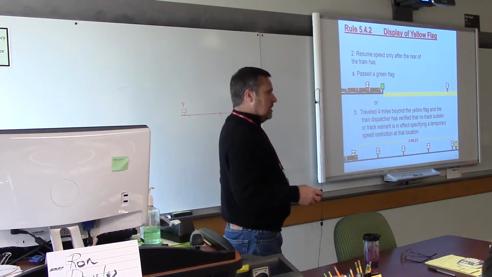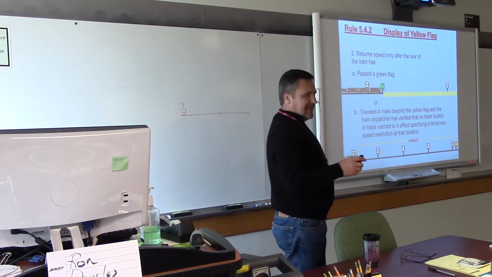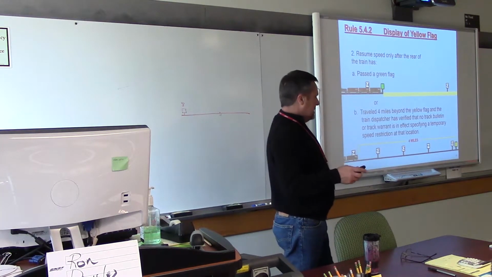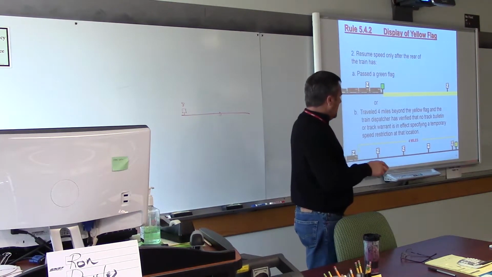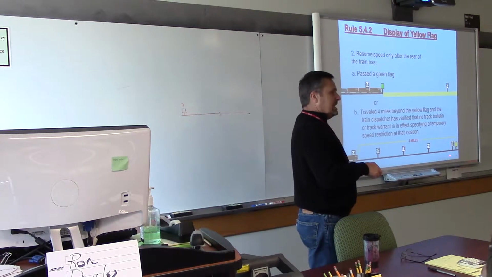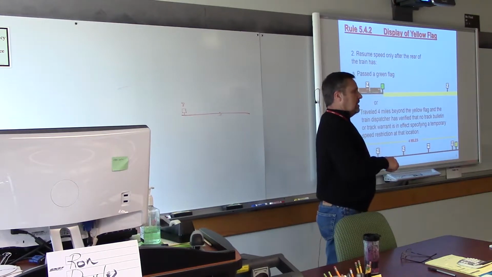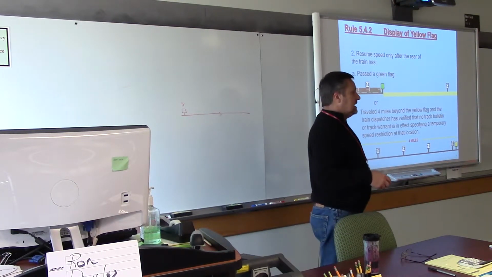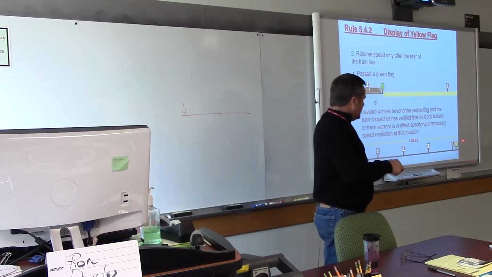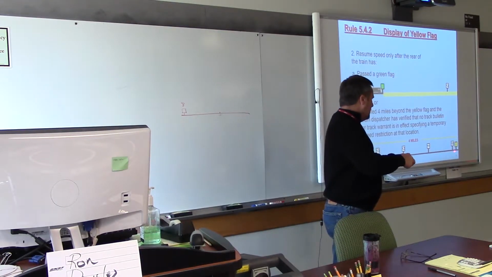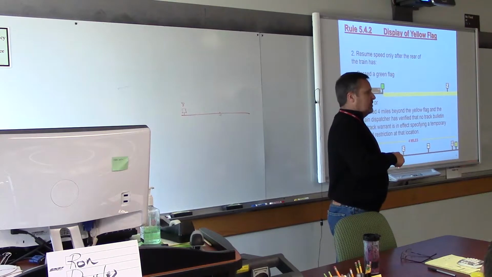Listen to this though. Listen to this. Let's say, you got to make sure you understand this. We're going down through there, we see a yellow board. 2 miles beyond that, what speed do I need to be at? If I don't have a track bulletin, right? 10 miles an hour. Let's say between here and the 2 miles, even before I got to 2 miles, right?